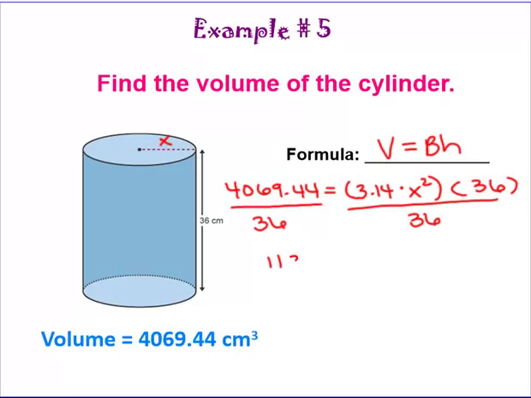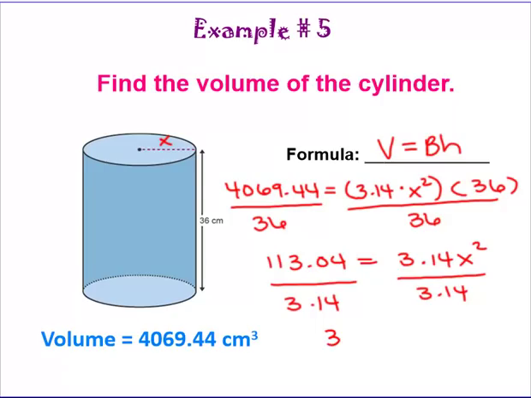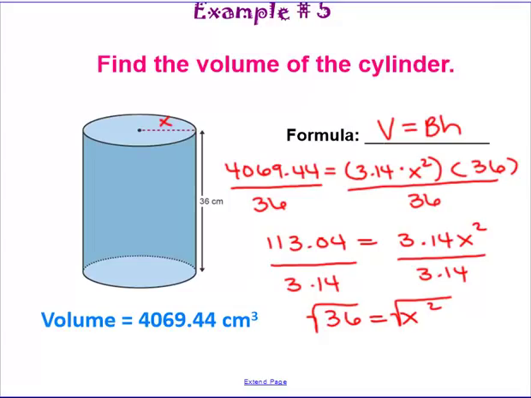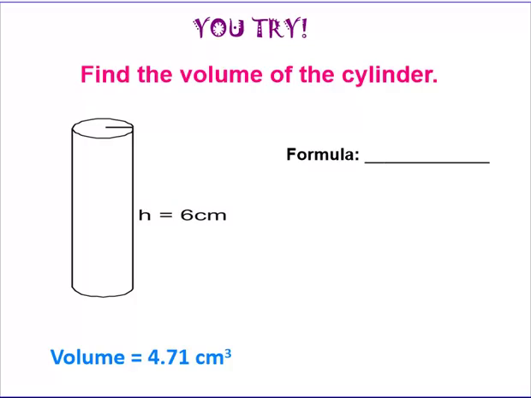So I get 113.04 equals 3.14x to the second power. Again, I'm trying to get my x alone, so I'm going to divide both sides by 3.14. And now I get 36 equals x to the second power. Now the way that you get rid of your power there is by taking the square root of both sides. Whatever you do to one side, you want to do to the other. And so you're going to get x equals 6 centimeters. All right, you go ahead and try this one.